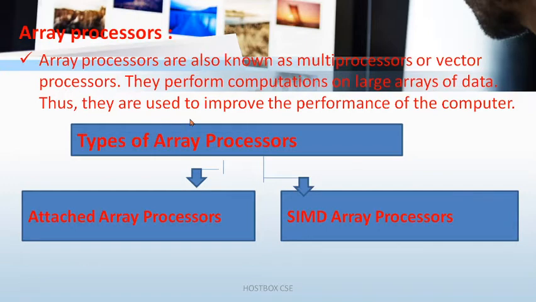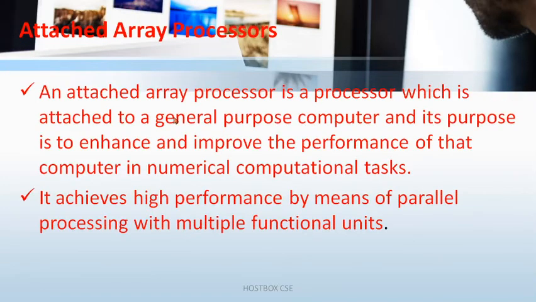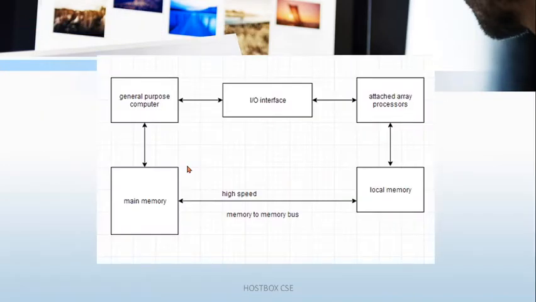First we discuss the attached array processor. It is a processor which is attached to a general purpose computer, and its purpose is to enhance and improve the performance of the computer in numerical computational tasks. It also achieves high performance by means of parallel processing with multiple function units. Let's go to the diagram.